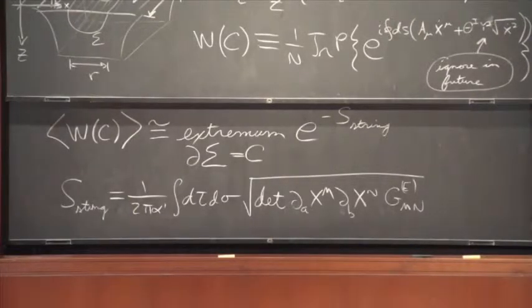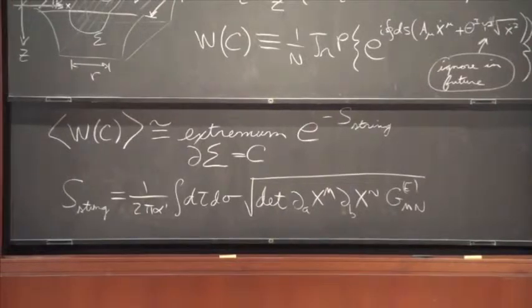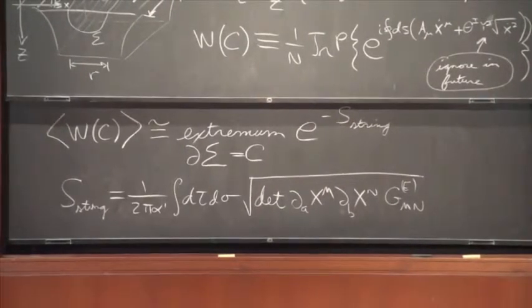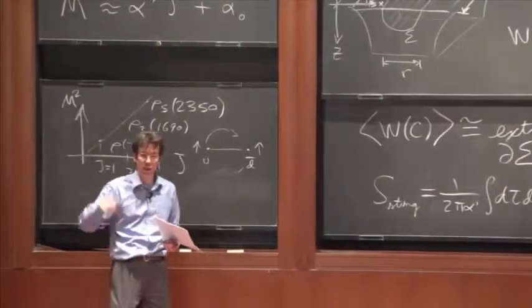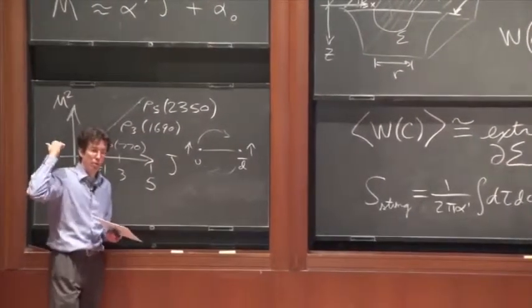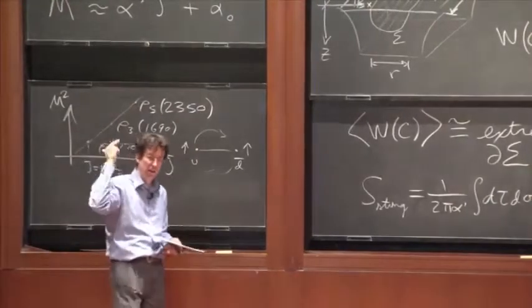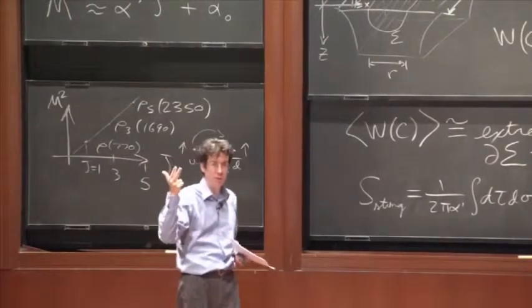Okay, questions so far on the basics? Yes? What was the particle content of the theory on the boundary? The simplest answer to give you is that this works fine for N equals 4 super Yang-Mills, where the particle content is a gauge field, 4 Weyl fermions, and 6 real scalars, all in the adjoint of the gauge group.